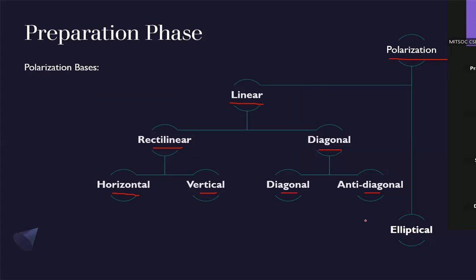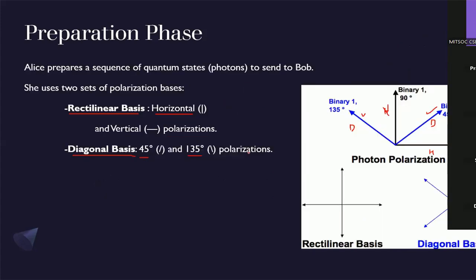Mostly we use linear, and here in the preparation phase of the BB84 algorithm, what we do is we use polarization for the photons which we want to send to Bob, and these polarizations are based on these two categories, rectilinear basis and diagonal basis.